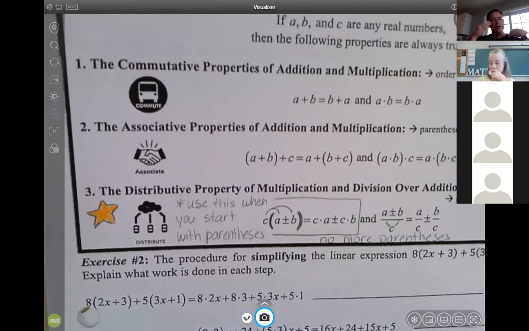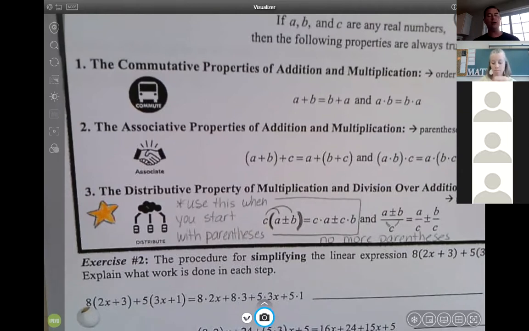So if we look at the commutative, Ms. Morton actually made these pictures here, which are great. She's got that little bus there that says commute. And to commute means to move from one place to another. So if you're commuting to work, you're going from a place that you live outside of that community and you're commuting to the community to be able to stay there. And so it's basically just traveling.